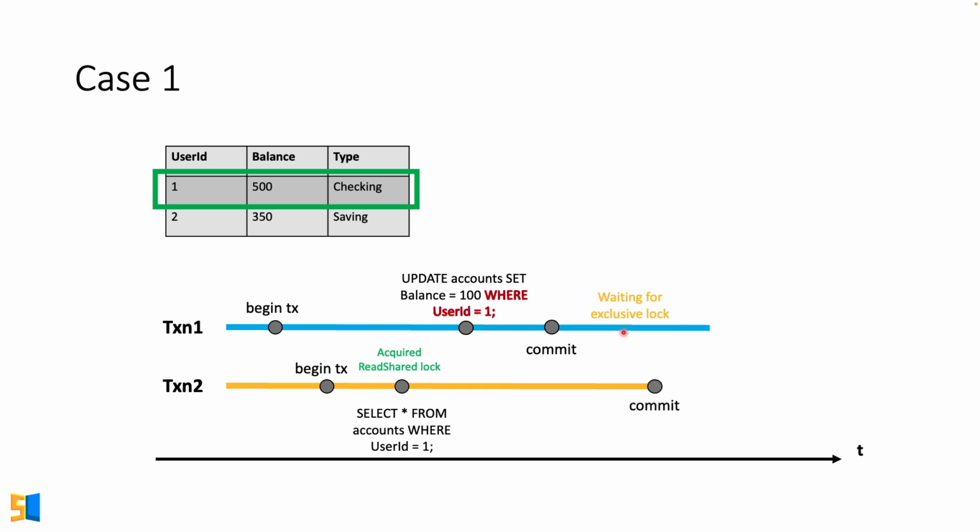Then transaction 2 commits its transaction. Now we have C1. Then transaction 2 will release the lock. Only then can transaction 1 acquire the exclusive lock, do the commit, and release the exclusive lock after that.